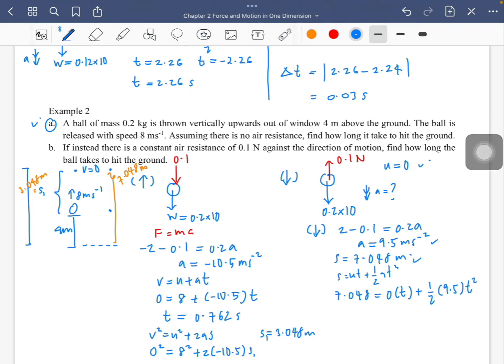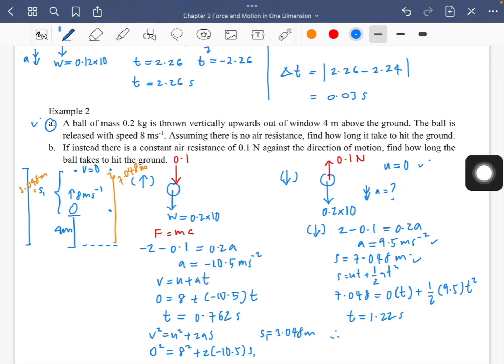Solving for the value of T, you get a positive and a negative value, and for this case we consider the positive value of T. So it is 1.22 seconds in 3 significant figures. So the time taken from the maximum height to the ground is 1.22 seconds.